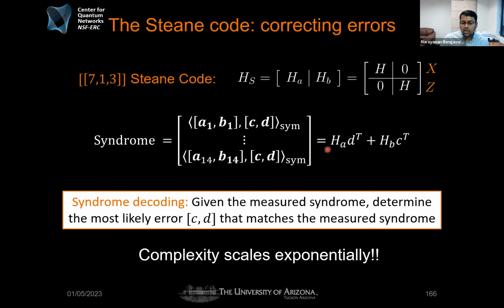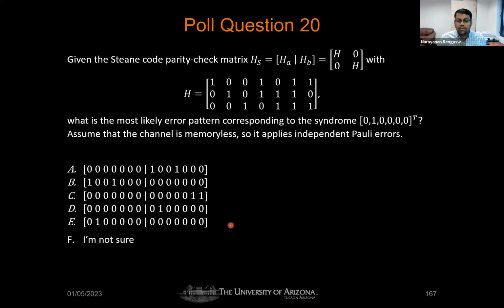So this is just a repetition of what I just said. Once you have the parity check matrix, you will compute the syndrome, which is just symplectic inner products of each row of the parity check matrix with the error vector C, D. And then syndrome decoding means that given the measured syndrome, you determine the most likely error that matches the syndrome. So for example, going back to Ali's question, if you know of correlations in your hardware, then you would put that information into the decoder, and then it will guess the most likely error patterns according to those correlations. But again, if you do this naively, the complexity still scales exponentially.